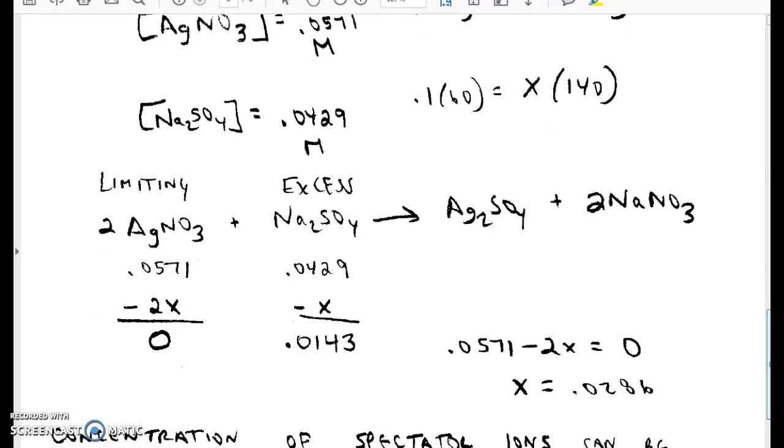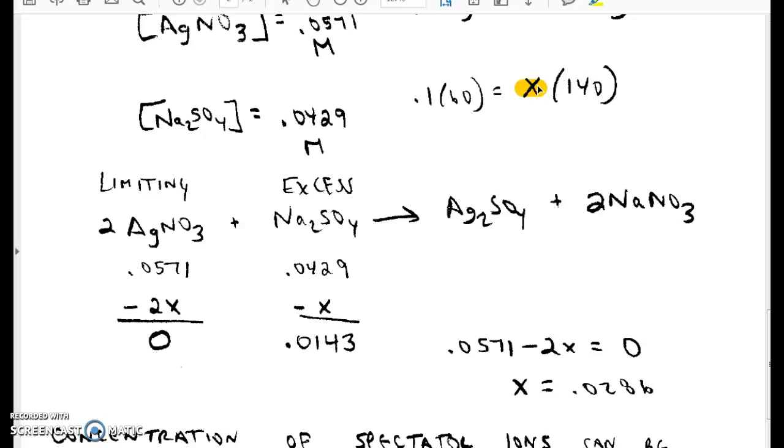Same thing works for the sodium sulfate. We have 0.1 molarity solution, 60 milliliters of it, and then it is combined into a new solution volume of 140 milliliters when it mixes with the other solution. So the X is our new solution molarity at that instant of mixing, which we get to be 0.0429 molarity at the instant of mixing.